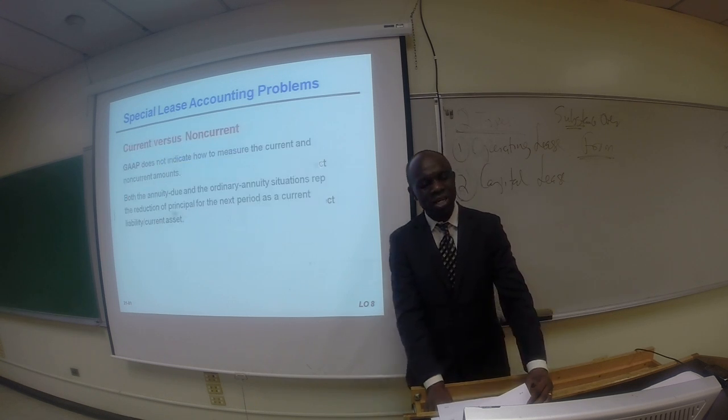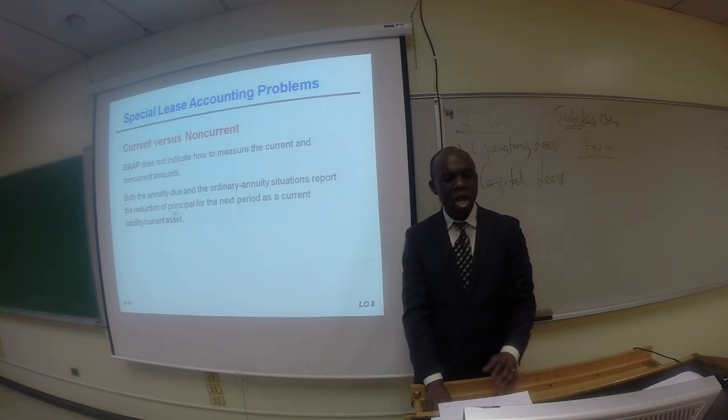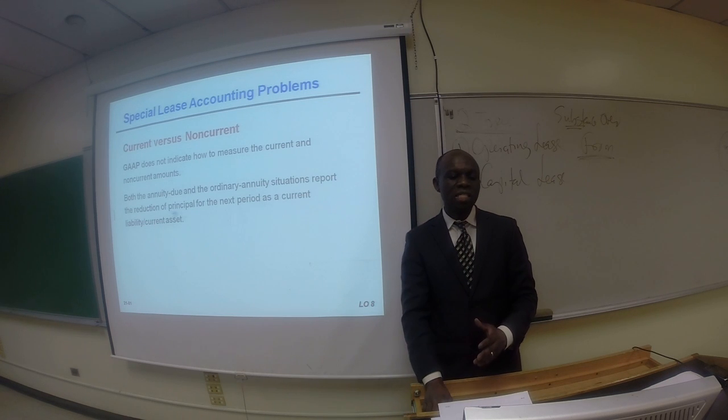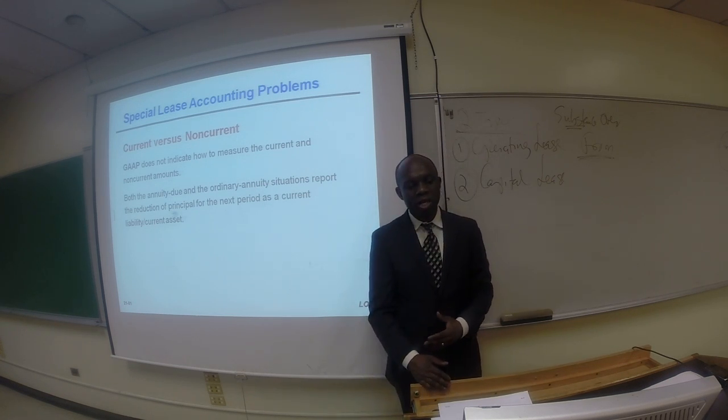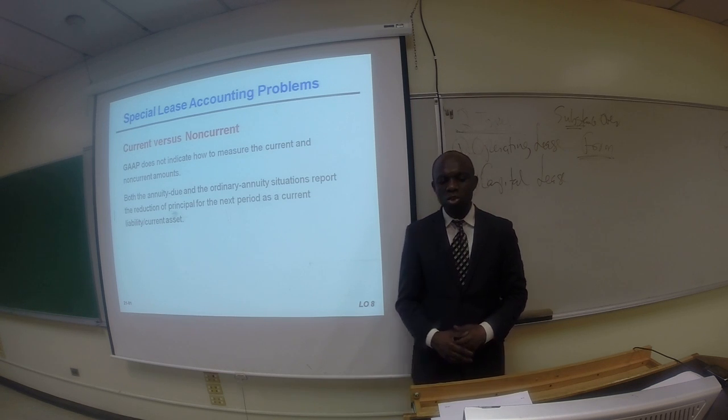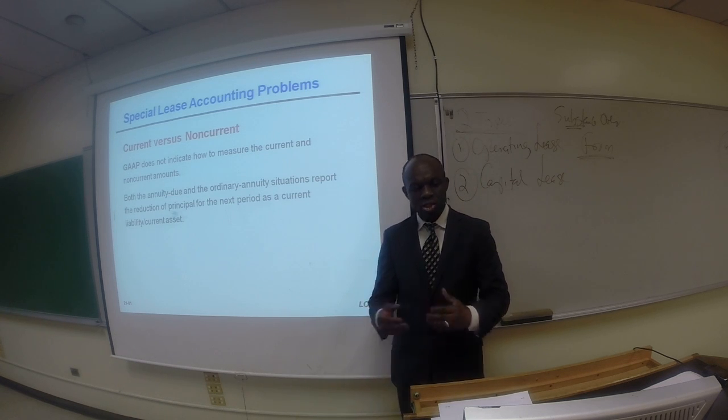Initial indirect cost for the lessor, not too much of a big deal. Current versus not current. This is a big deal. GAAP does not indicate how to measure the current and not current amount. Both the annuity due and the ordinary annuity situation report the reduction of principal for the next period as a current liability slash current asset.